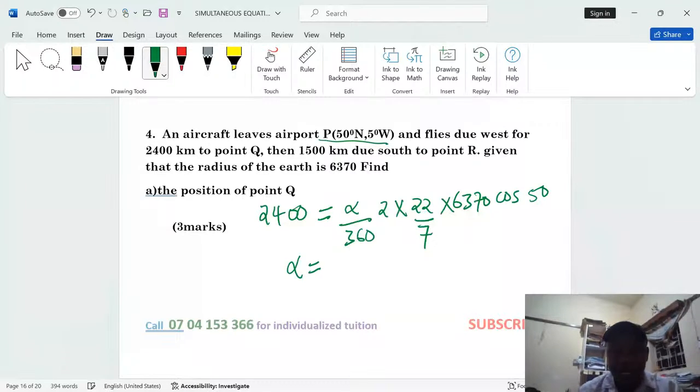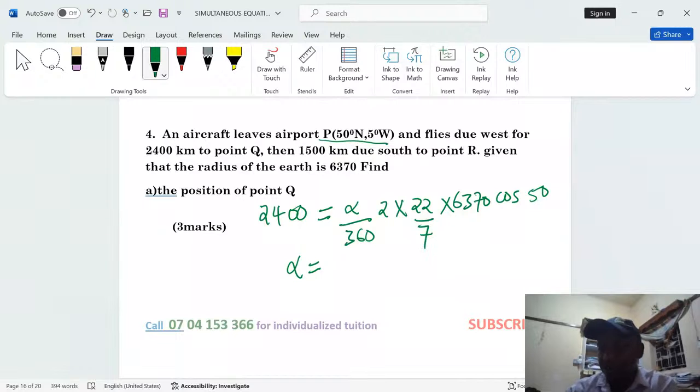For us to get theta, we need to multiply with the denominators here. So 2400 times 360 times 7. Then again, we divide by the numerators. So open brackets and you multiply 2. You divide by 2 times 22 times 6370 cosine of 50. And that will give us an angle difference.